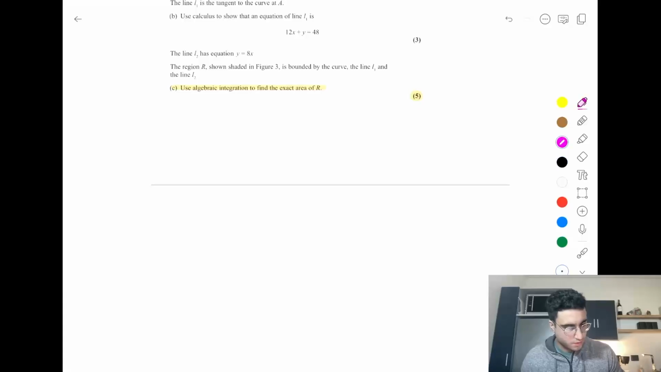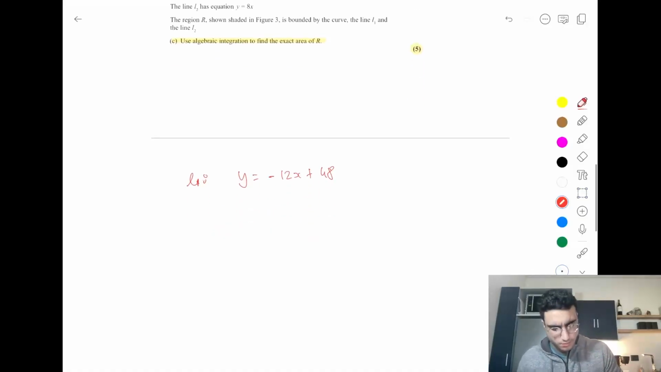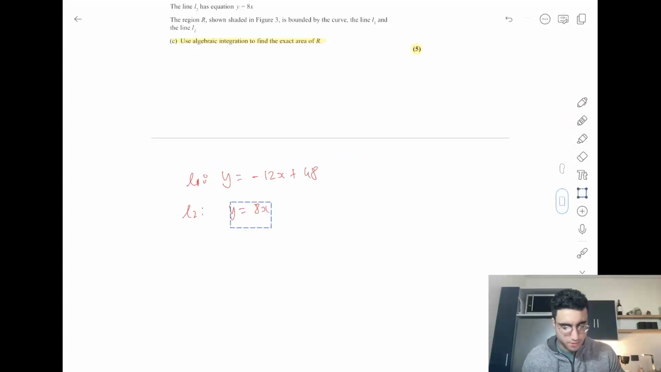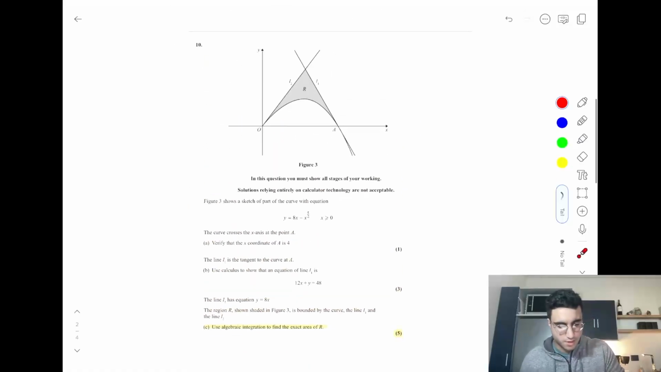Let me do it in red. We know that y is equal to minus 12x plus 48, and that is L1. We know that L2, as you can see over here, has the equation y is equal to 8x. So we have two lines here, and that's part of our foundation: L1 and L2. Okay, cool. Now what else?